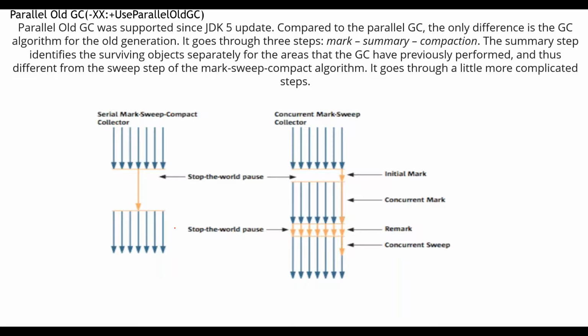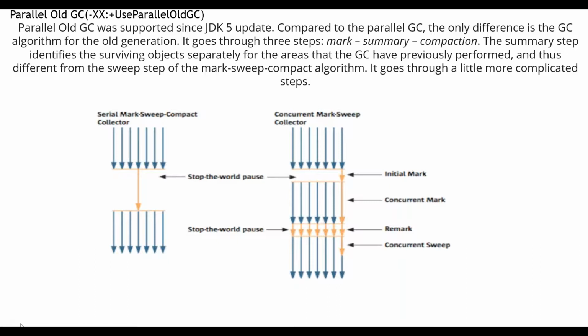Okay, so the same steps: mark, sweep, and compact. Instead of sweep, here there is a summary step. In the summary step, the objects which survived are identified and separated out from the GC heap. So it's slightly different from the mark-sweep-compact algorithm, and it goes through some complicated steps. Now the next stage is there.